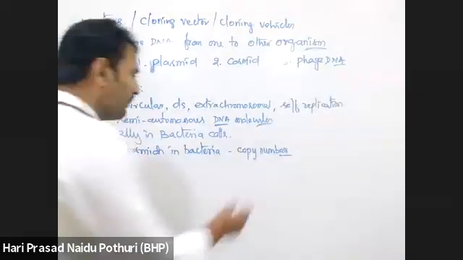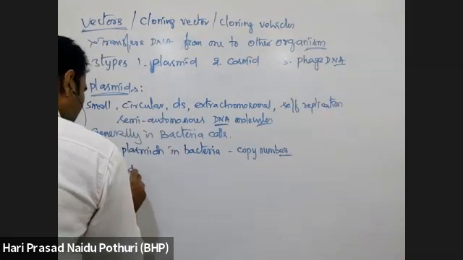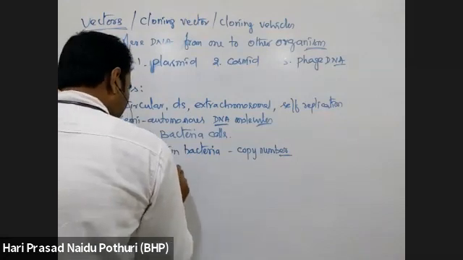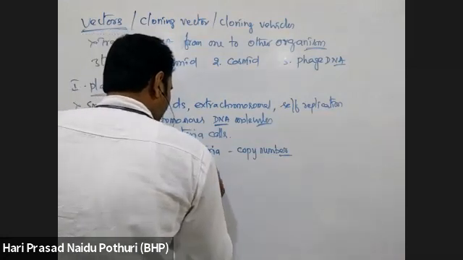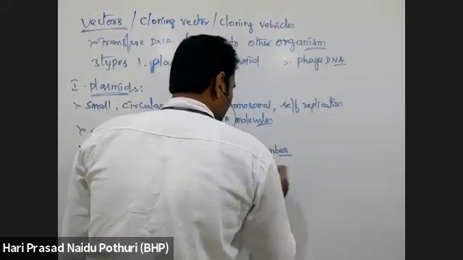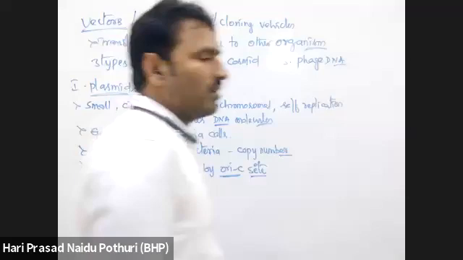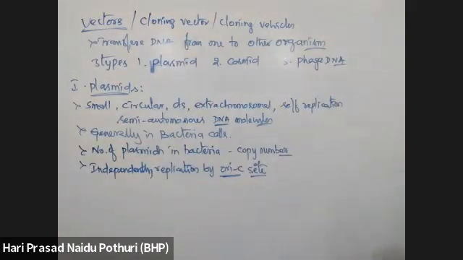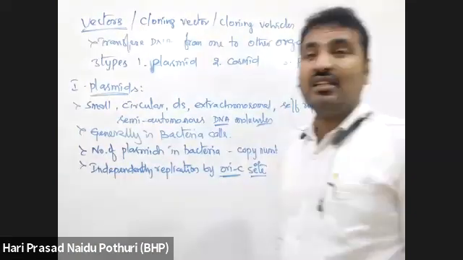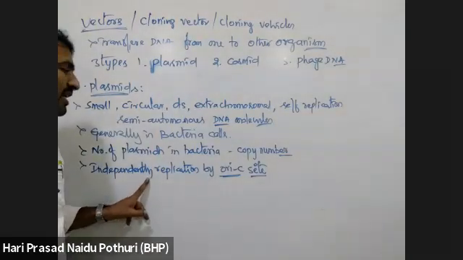They are self-replicating, independently replicating, by the sequence called the Ori C site present in the plasmids. Generally, some plasmids have Ori C sites. What is the Ori C site? Origin of replication. If the origin of replication is present, then only it can replicate independently. Otherwise, it will depend on the chromosomal DNA for replication. Independent replication of this plasmid is due to this only.